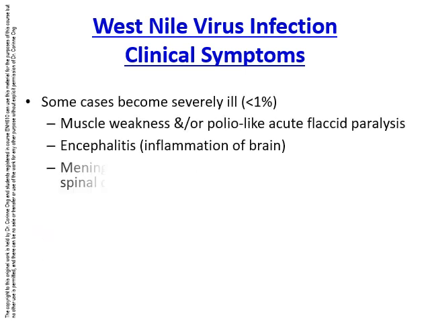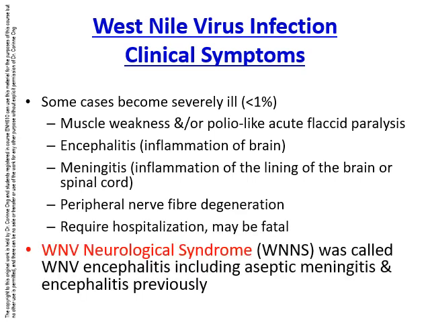A small number of cases, less than 1%, however, may become severely ill with neurological involvement and symptoms such as muscle weakness and/or polio-like acute flaccid paralysis, encephalitis, which is inflammation of the brain, meningitis, inflammation of the lining of the brain or spinal cord. Peripheral nerve fiber degeneration may present clinically as well. These cases may become life-threatening. This type of West Nile virus infection is called West Nile virus neurological syndrome.